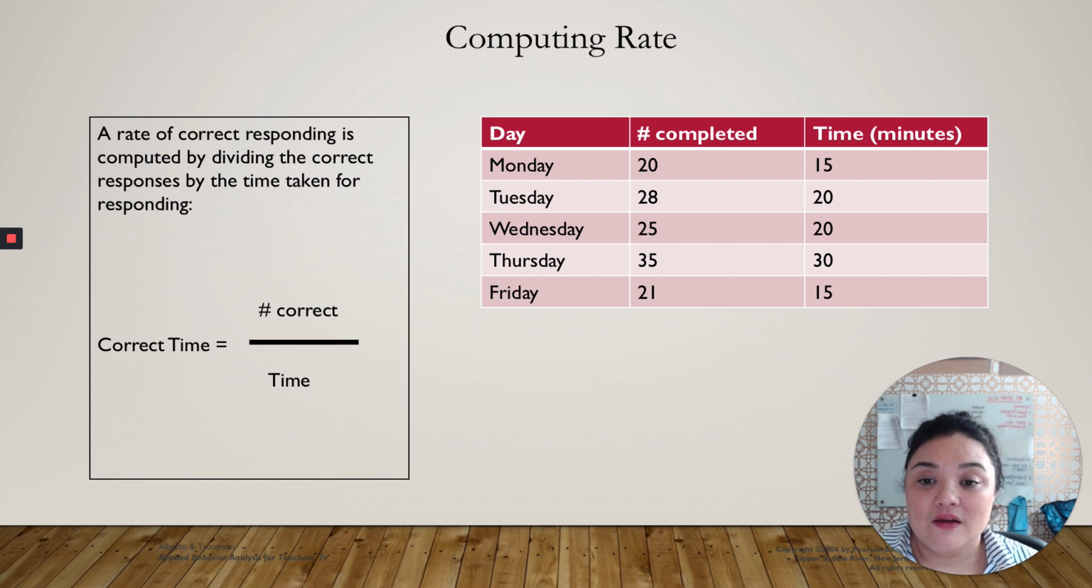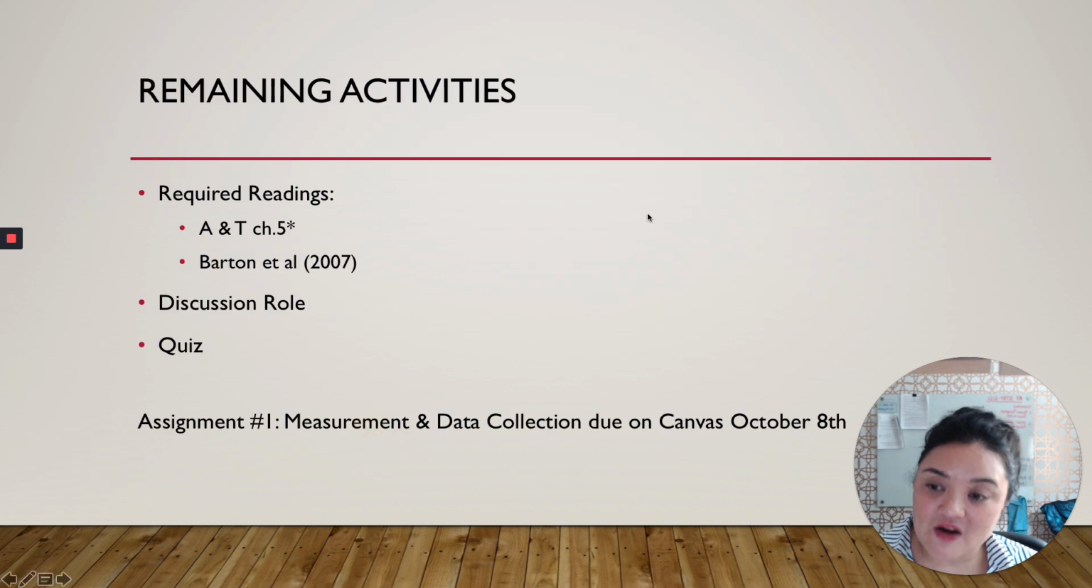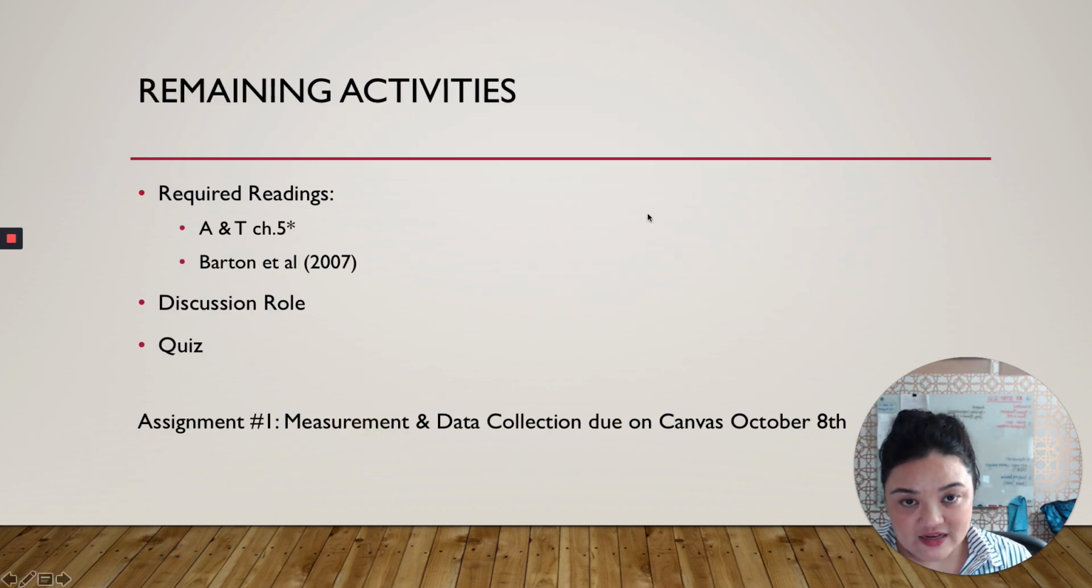Okay, rate is really similar, right? So again, you're taking the number of correct over the unit of time, because the time here varies. Again, if the time was the same, it would be fine to just graph the number completed. But because the time here varies, I'm going to have to convert it. Okay, so this would be 20 divided by 15. Okay, and that would give me an overall number of behaviors that occurred per minute. All right, so hopefully that is helpful to you.